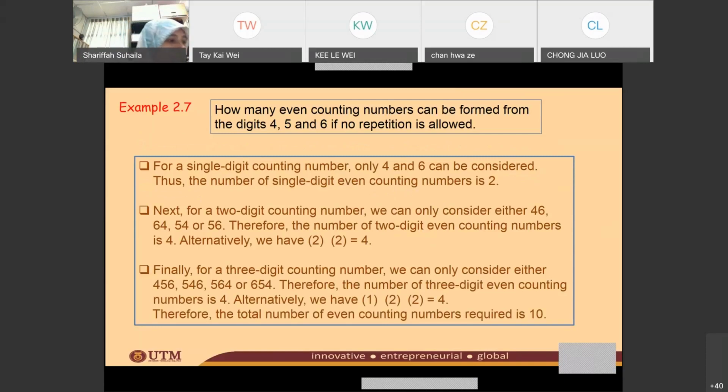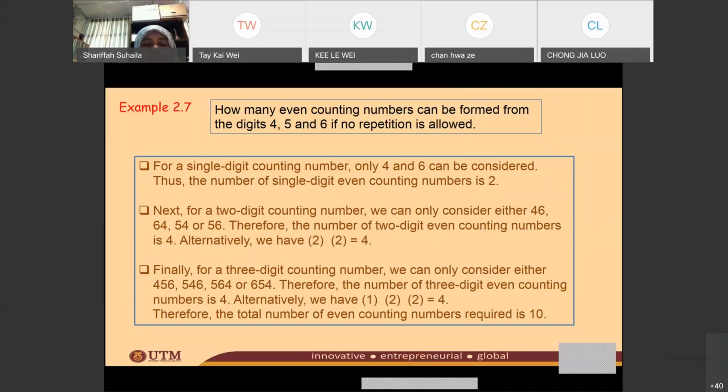Okay, now you refer to example 2.7 in your module if you already have the module. So this question asks you how many even counting numbers can be formed from the digits 4, 5, and 6 if no repetition is allowed.